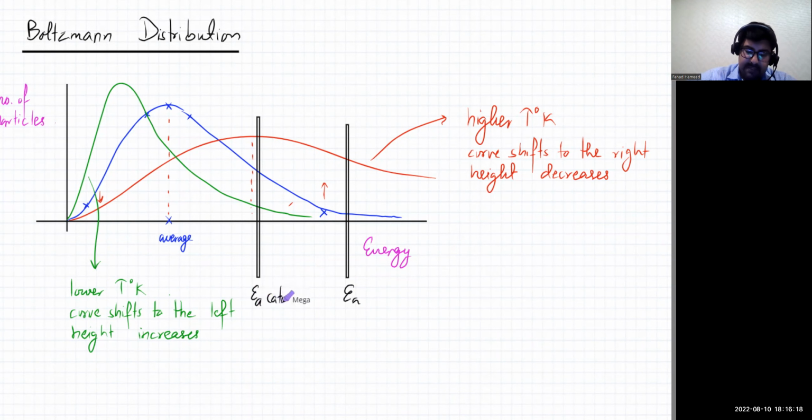Now this is the point. This is the minimum energy that is required to start a reaction, right? So if you look at the blue curve, only these particles initially were able to successfully collide. Very few particles. But when the activation energy decreases, now even these particles have energies that are greater than the new activation energy.